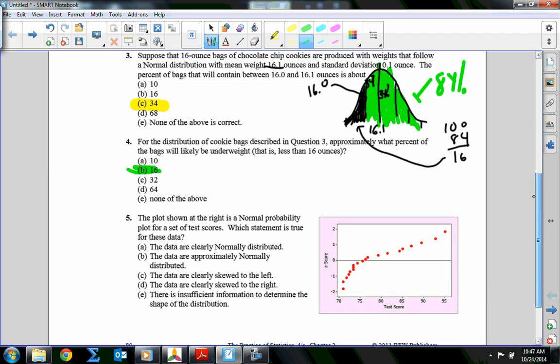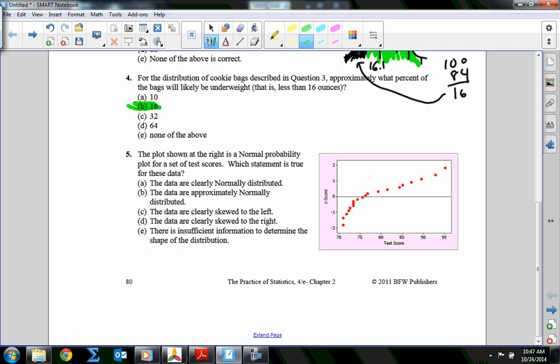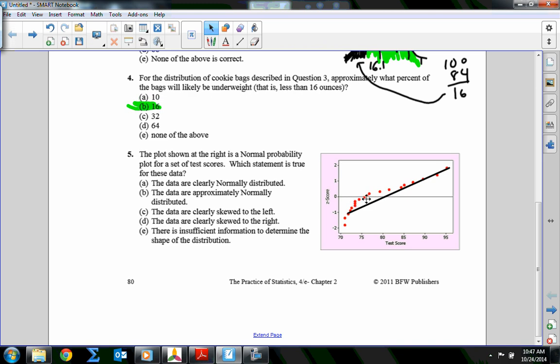All right, number 5. The plot shown at the right is a normal probability plot for a set of test scores. Which statement is true for these data? Now, A is not correct because we know that it should fit exactly on a line. All right, and this clearly does not. So A is out. Approximately normally distributed. Well, I don't think those dots are close enough to that line to even call it approximately.